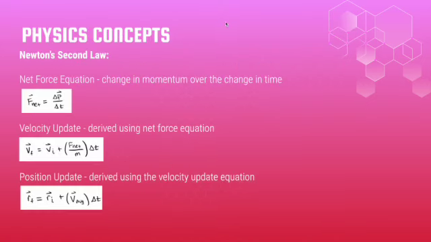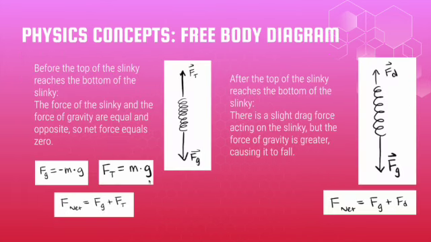Some important physics concepts used in this lab were Newton's second law and the net force equation, which is change in momentum over the change in time, which can also be rewritten as force equals mass times acceleration, which can also be written as F net equals mass times acceleration, which is what I used. The velocity update, which is derived using the net force equation, and position update, which is derived using the velocity update equation. Here are some free body diagrams from the experiment.